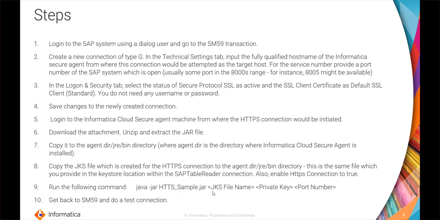So these are the steps of using the utility. These steps are explained in detail in the KB, and I will be going through it in detail during the demo. Just to be brief about it, we have to download the utility from the KB, then copy that along with the JKS file which we used for the connection during the configuration, to the agent JRE bin location. Then run this particular Java command, and after that we have to create an RFC in the SM59 transaction of the SAP system, and in that we have to do some configuration. Then if we do the test connection, it will show us the correct results.